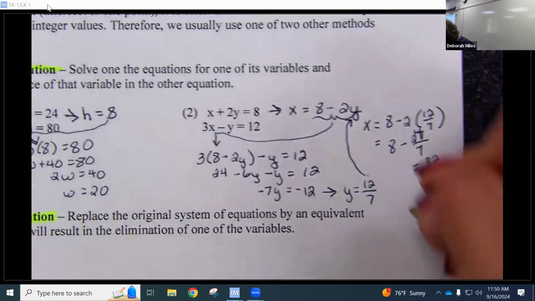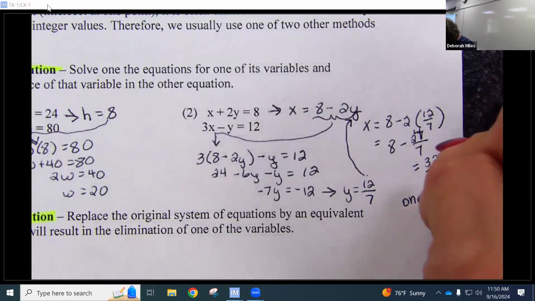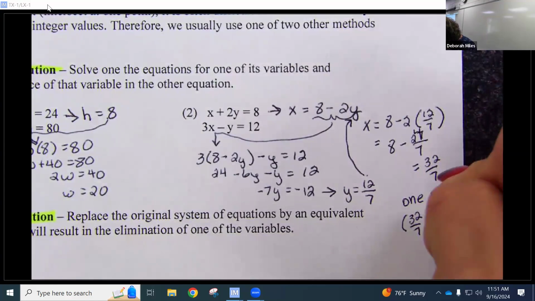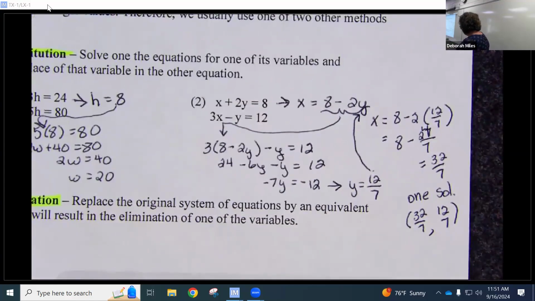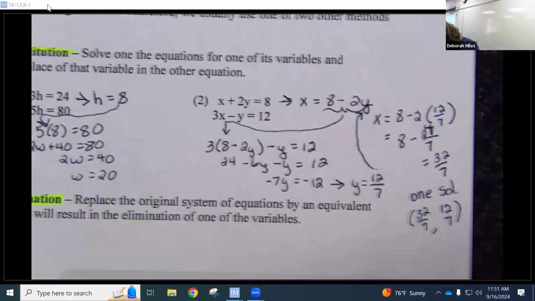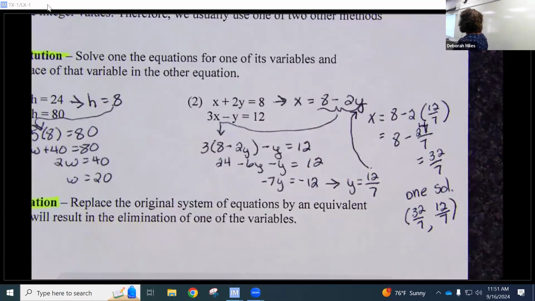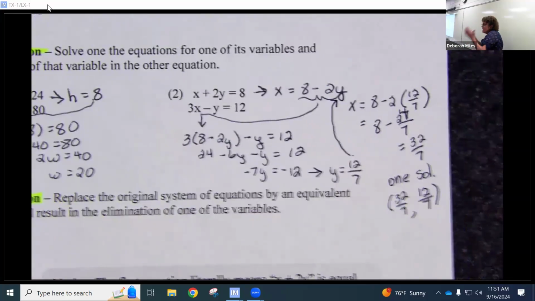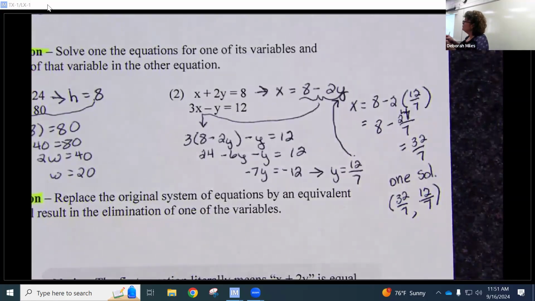All right, so again, this only has one solution, and it's the ordered pair. Make sure you put your x first, regardless of which one you found first. 32 sevenths, comma 12 sevenths. That's been difficult to find by graphing. I don't think I could pinpoint exactly 32/7 on a graph. Any questions?